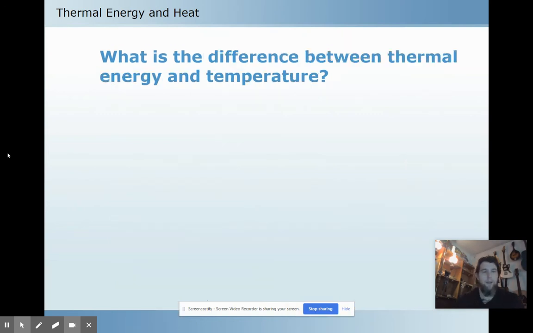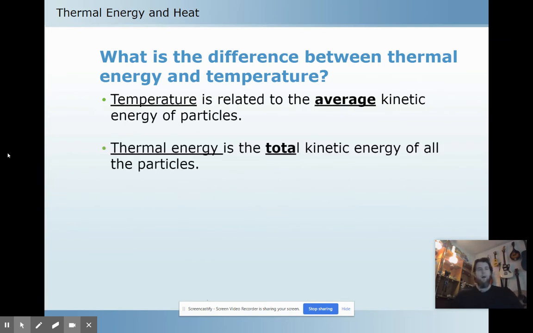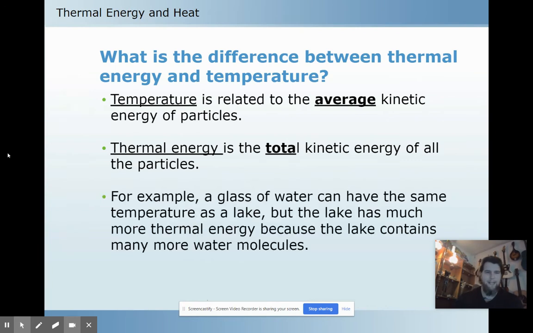So what is the difference between thermal energy and temperature? Because there's a huge difference. Temperature is related to the average kinetic energy of the particles. So if you took all the kinetic energy of all the particles, added them up, and took the average, there's your temperature. While thermal energy is the total kinetic energy of all the particles. Now, where this becomes very important is when it says all the particles, it gives us an idea that the size is very important, and we'll talk about that in a second.